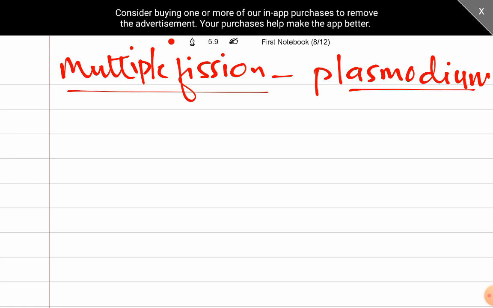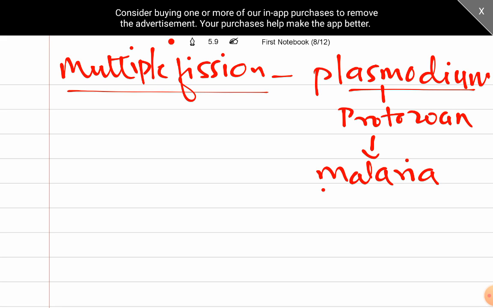What is plasmodium? Anybody knows? I think you must know. Plasmodium is a protozoan, and it is responsible for malaria in human beings. So this is the plasmodium.